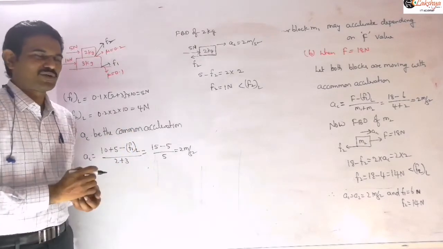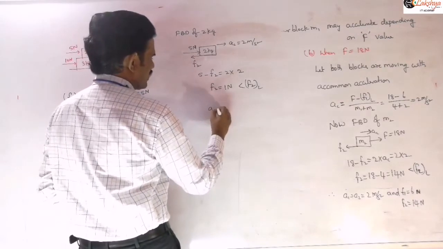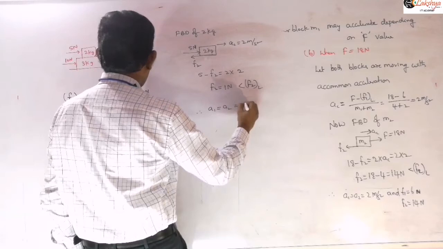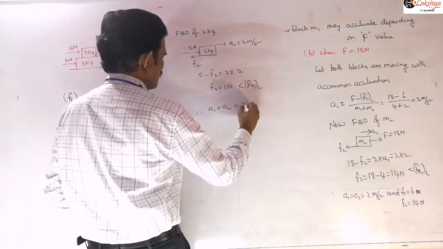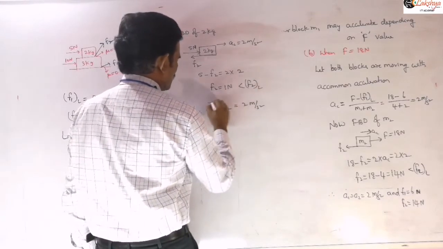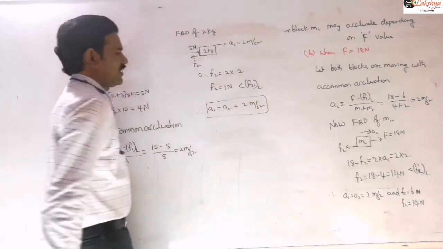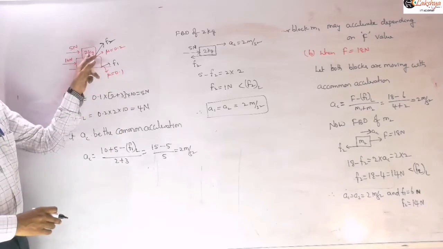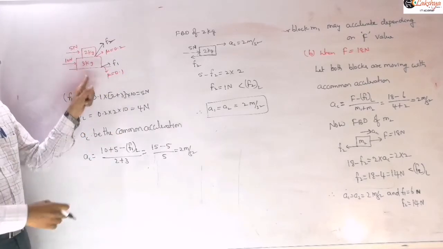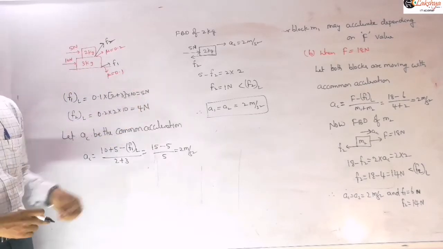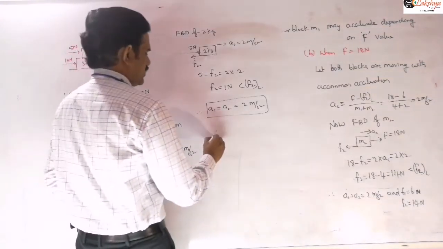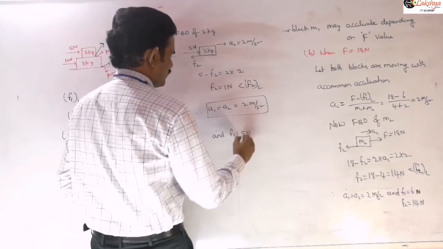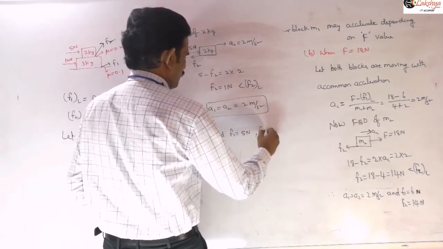And so once the common acceleration assumption is true, then what we can write is A1 is equal to A2 is equal to, what's that value? 2 meter per second square. This is a common acceleration there. And the friction we calculated already there. That means here the friction will be 1 Newton and here the friction will be limiting friction only. That is 5 Newtons we can write. And therefore F1 is equal to 5 Newtons and F2 is equal to 1 Newton.